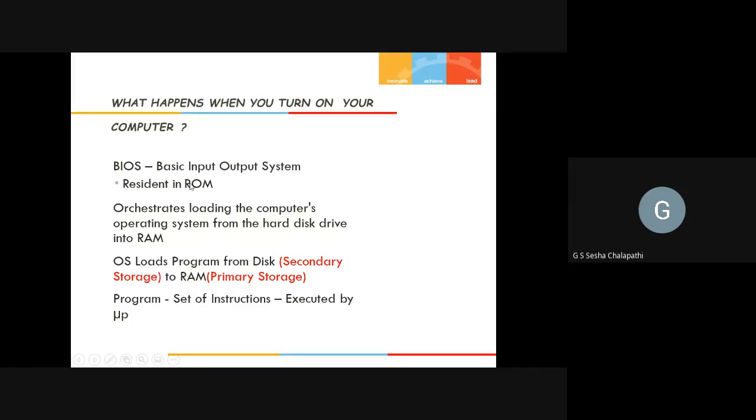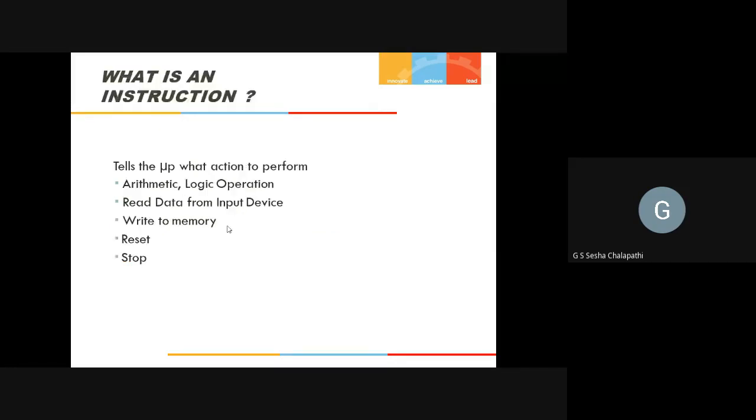Now, what do you mean by a program? It is the first program that has to be executed. A program is a set of instructions which is executed by the microprocessor. These instructions will tell the microprocessor what operation to do at a given point of time.